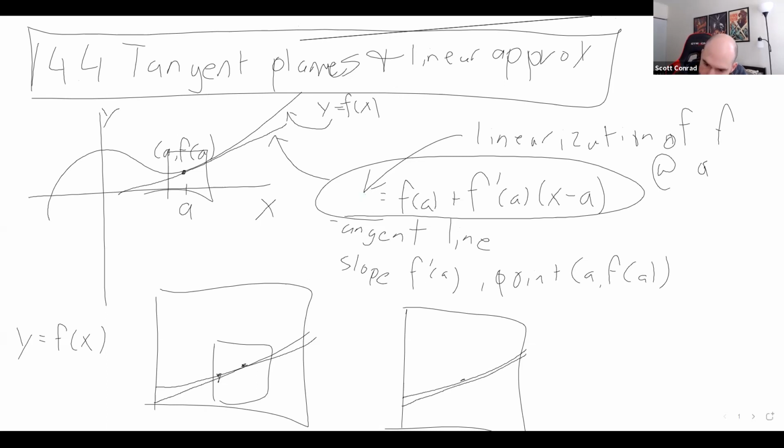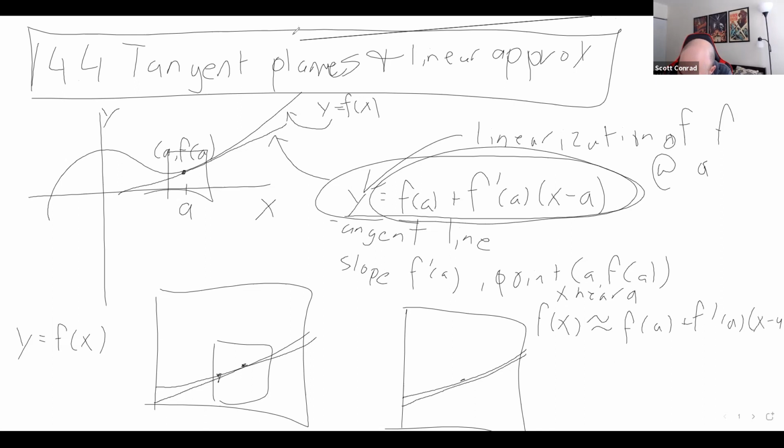So, we said the equation of the tangent line was y is equal to f of A plus f prime of A, x minus A. And that is going to be close to the value of y on the graph of the function for x close to A. So if x is close to A, f of x is approximately equal to the equation of the tangent line, f of A plus f prime of A, x minus A. And we're going to call that L of x, the linearization of f at A. And it's going to be a function of x.